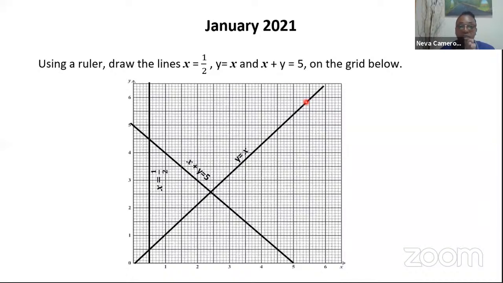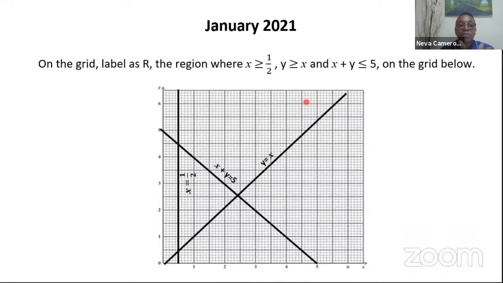All right, so the question, having done that, remember this was a recent question, you were simply now asked to shade or label the region R that satisfies these conditions. So here are the conditions. Let's look at x greater than or equal to 1/2. Is that to the right of the line or to the left of the line?